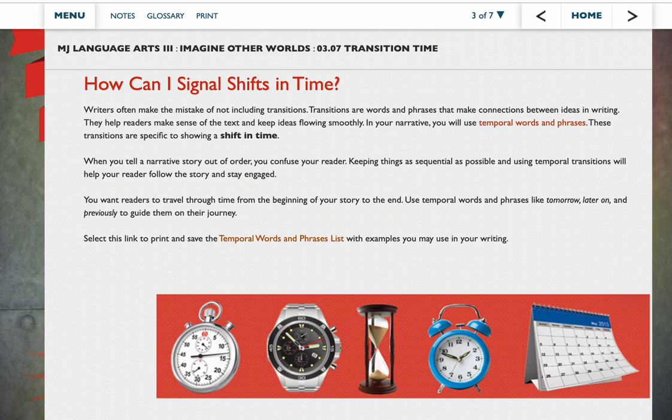When you tell a narrative story out of order, you confuse your reader. Keeping things as sequential as possible and using temporal transitions will help your reader follow the story and stay engaged. You want readers to travel through time from the beginning of your story to the end. Use temporal words and phrases like tomorrow, later on, and previously to guide them on their journey. Select this link to print and save the temporal words and phrases list with examples you may use in your writing.